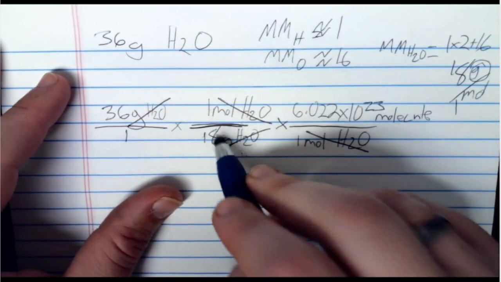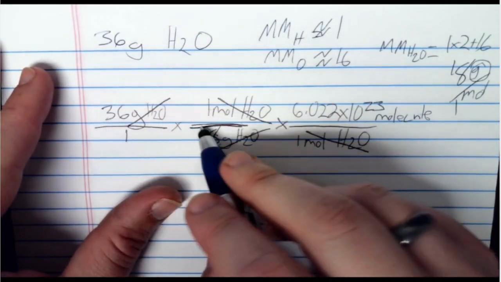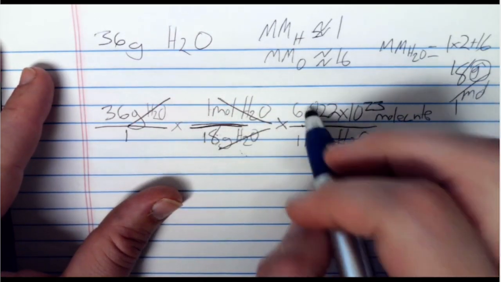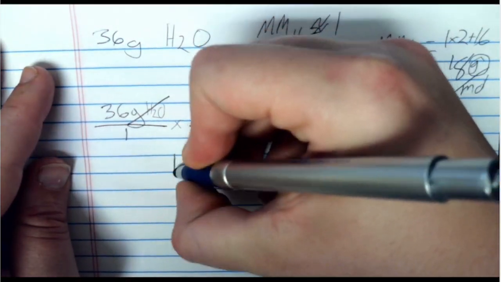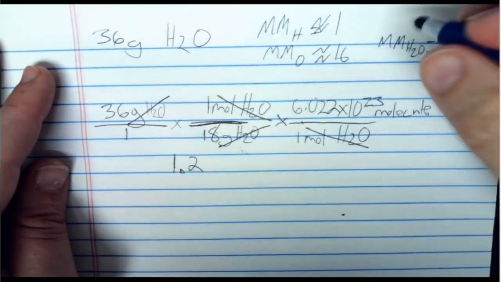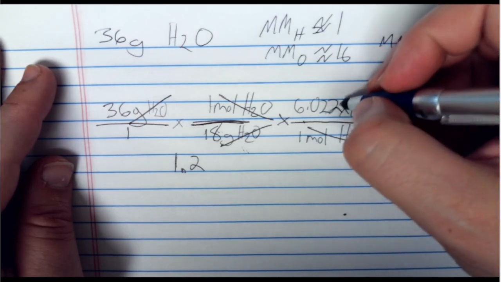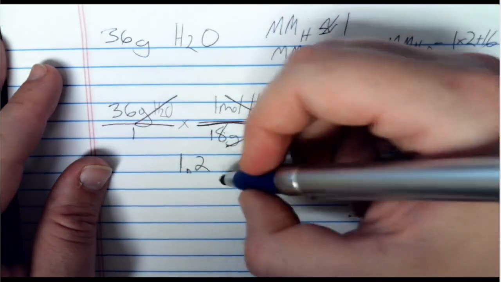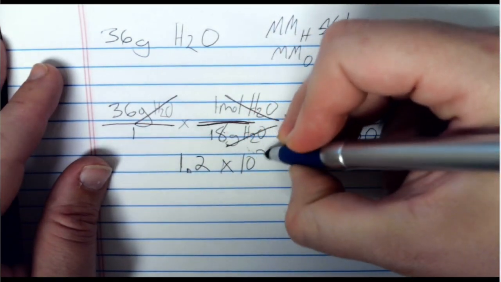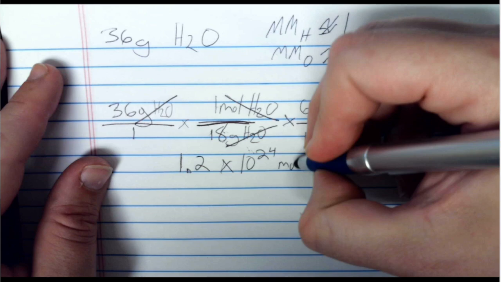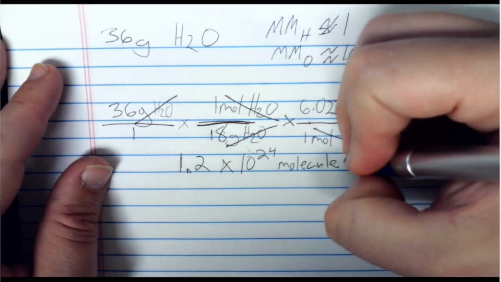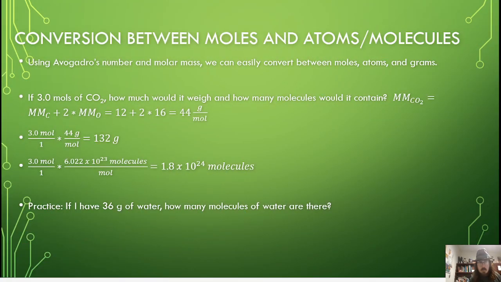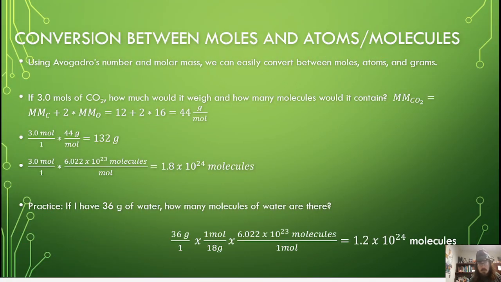So 36 divided by 18 is, you know, 2. 2 times 6 is 12. So my answer should be 1.2, technically 1.2044, but 1.2 times 10 to the 24th molecules. And as you see here, whoa, it's worked out conveniently.